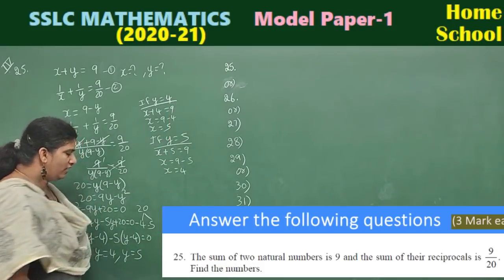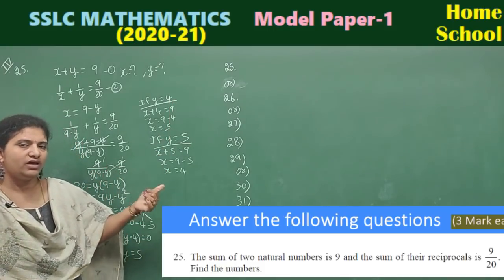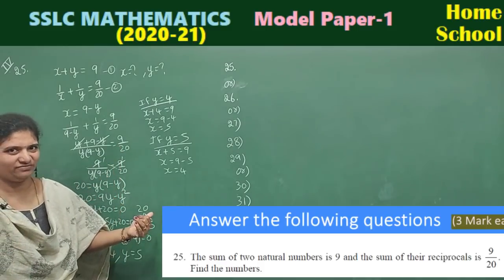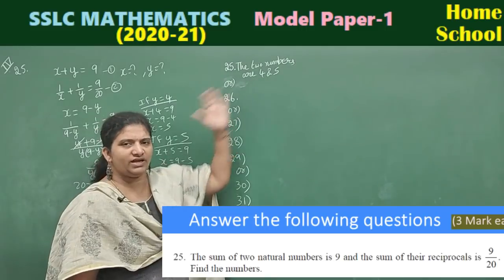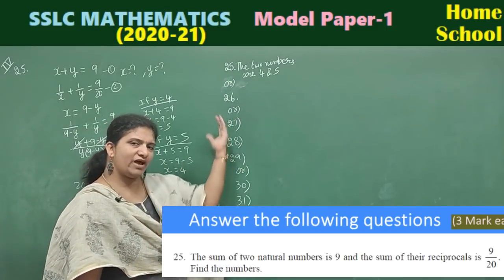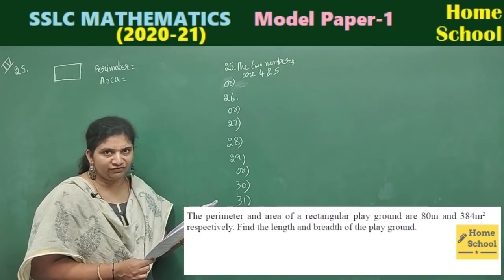So observe here, what are the x and y values? If x is 4, y is 5. If y is 4, x is 5. Therefore, the two numbers are 4 and 5. That is, if x is 4, y is 5; y is 4 means x is 5. And you have one more OR question in the 25th problem.